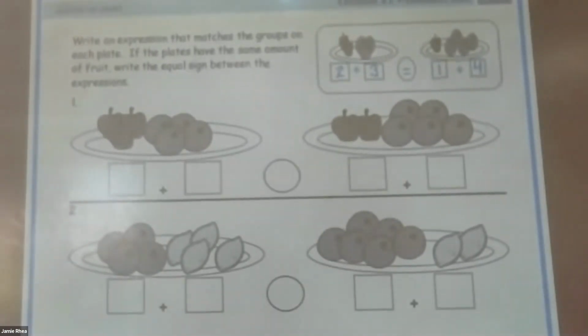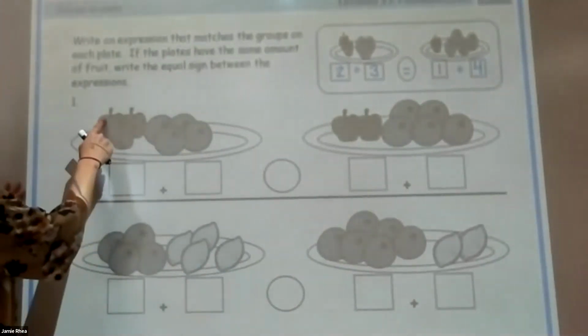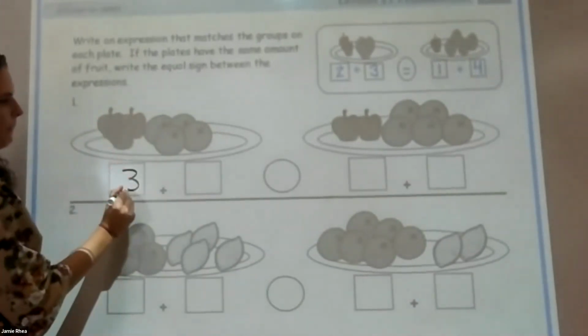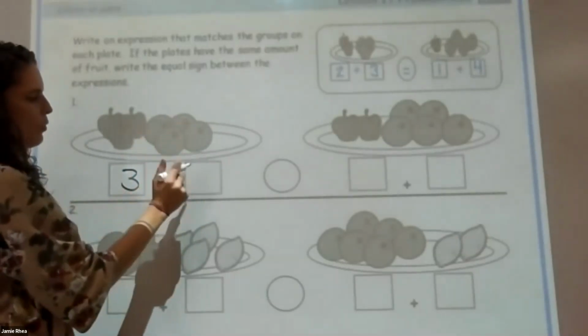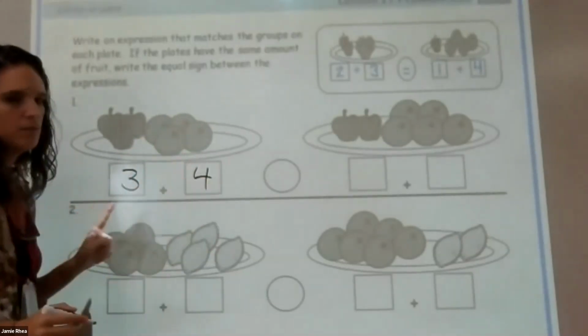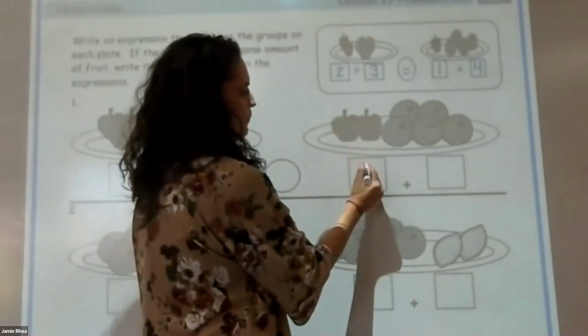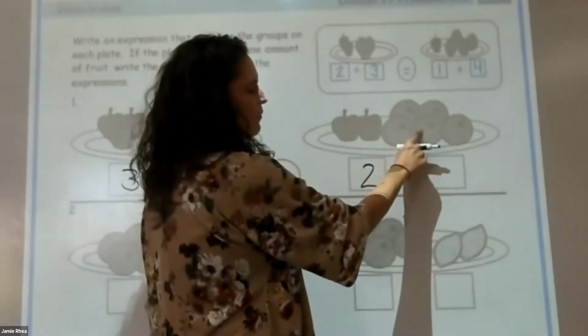So let's look at number 1. How many apples do I have? 1, 2, 3. I have 3 apples. How many oranges do I have? 1, 2, 3, 4. Let's go over here. How many apples do I have here? 1, 2. How many oranges? 1, 2, 3, 4, 5.